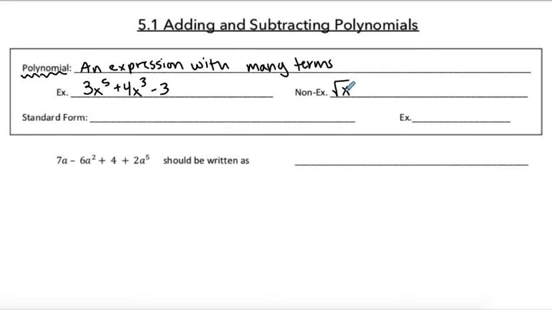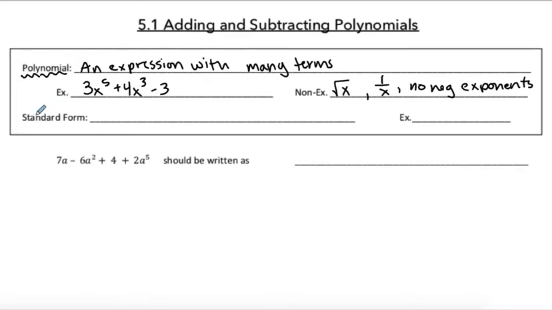A number can be underneath it because that's just another number. But an x isn't considered a polynomial. This is considered a radical. If we did divide by x, this is another example that is not a polynomial because we can't divide by x. So no negative exponents, which again would put that in the denominator. But these are our non-examples.